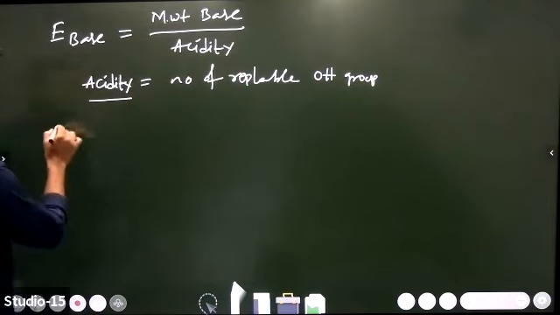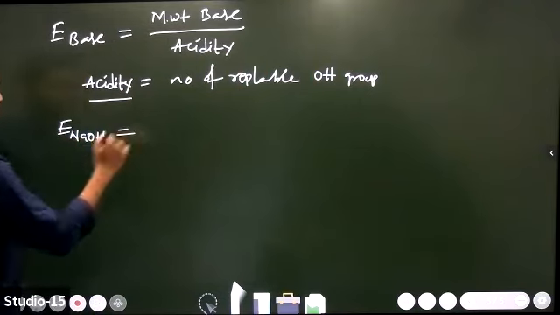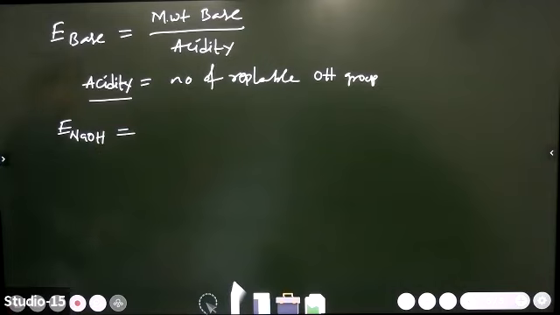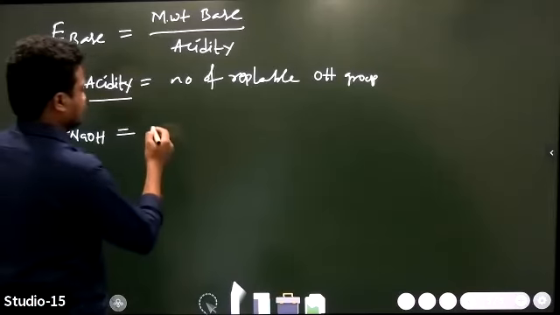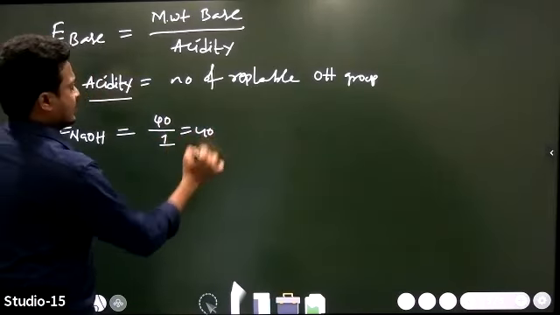For example, take sodium hydroxide, NaOH. Equivalent weight of sodium hydroxide. Molecular weight of sodium hydroxide is 40. So how many OH groups are there? 40 by 1. That is equal to 40 grams.